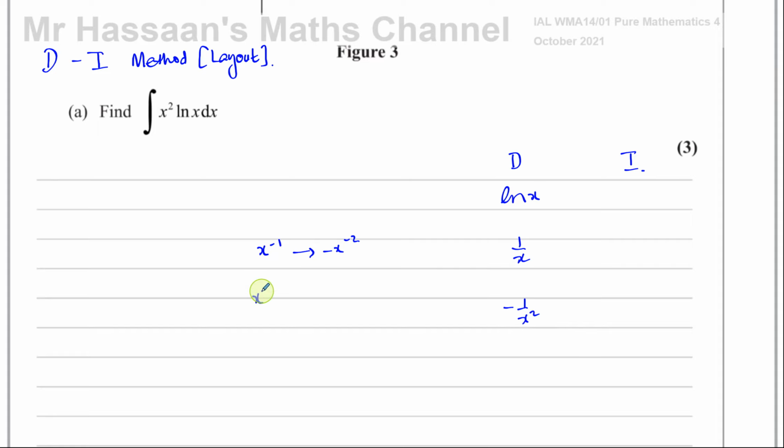And if you differentiate minus x to the power of minus 2, you're going to get plus 2x to the power of minus 3. So you end up with 2 over x cubed. And you'll see it's going to get more and more complicated. It's never going to get to 0. So we have to stop there and say, okay, hold on, we can't do this in the normal way. This is like a second case of the DI method where the thing does not get to 0. It just gets more and more complicated.